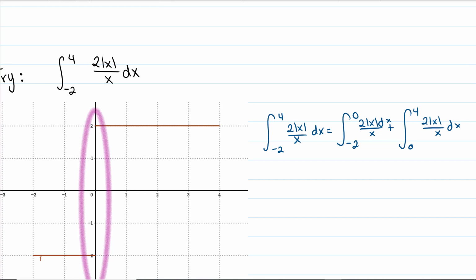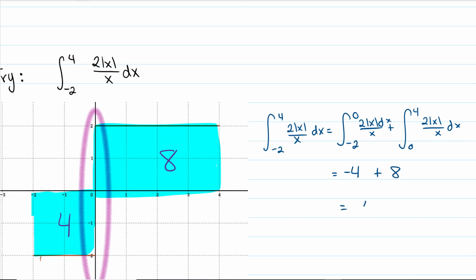So remember, the integral is the area between the x-axis and the curve. So the area that I'm looking for here is going to be 4, and the area in here is 8. So you get that this is equal to -4, this is equal to 8, so your answer is going to be 4.